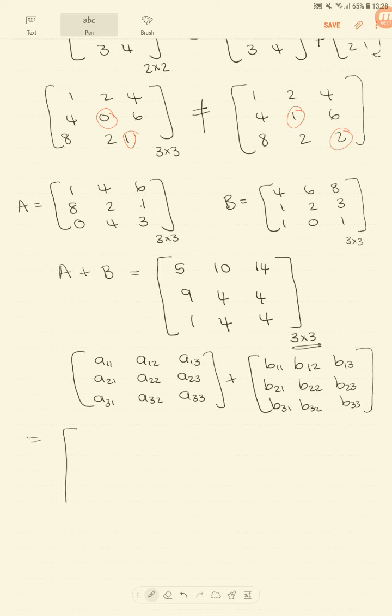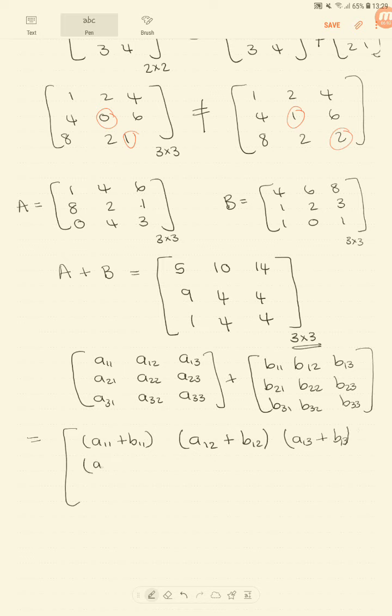This would be equal to, the first entry would be A11 plus B11. This is one entry. So if we have two unknowns added together, it's one entry. The second entry is A12 plus B12. Third entry A13 plus B13.